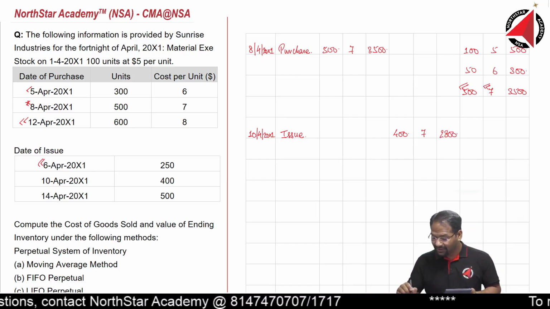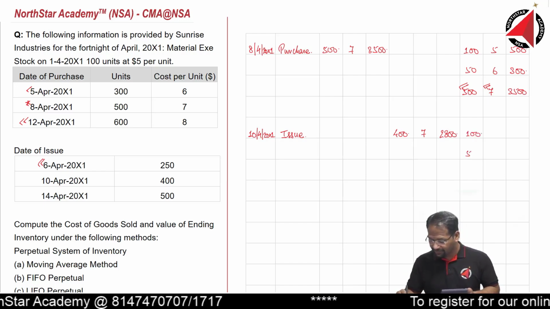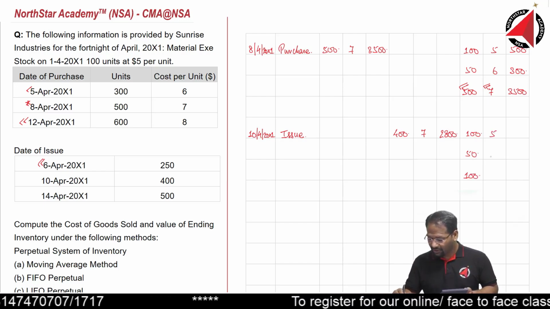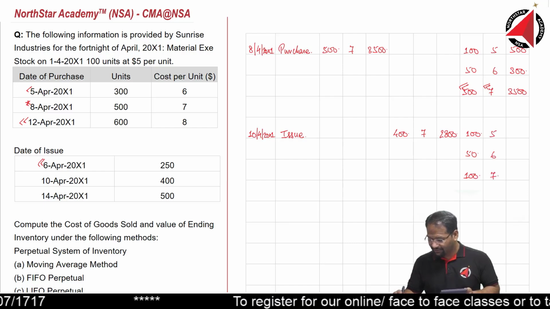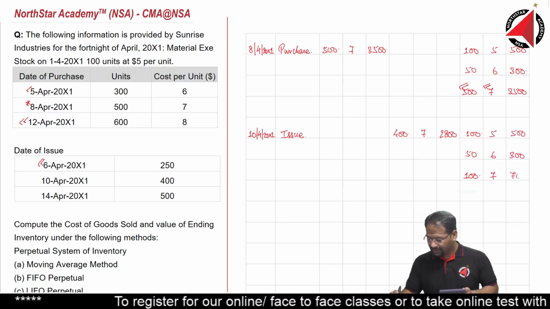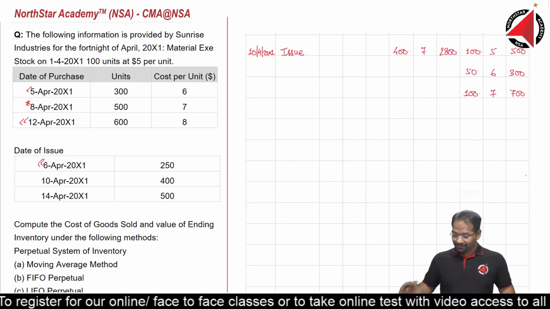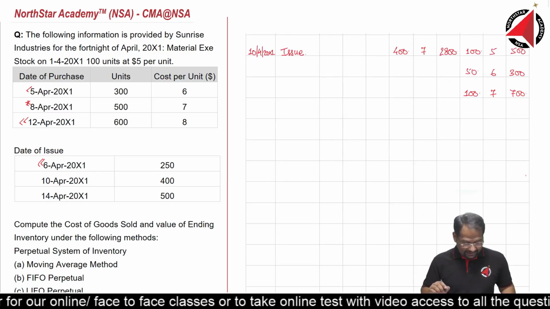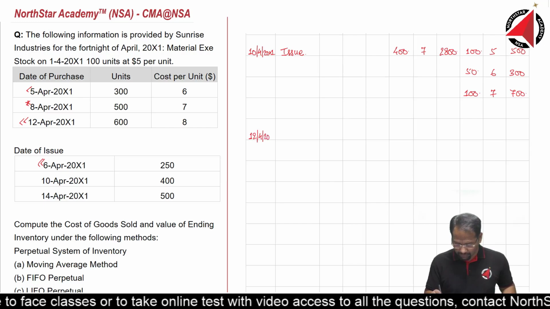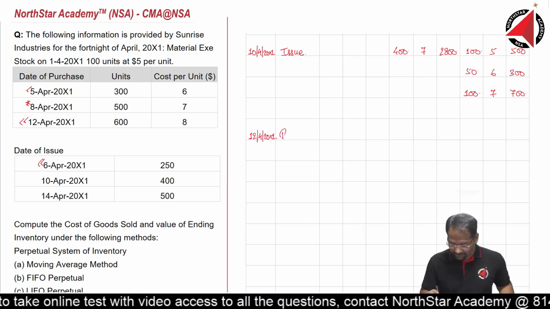How much is left? Same order you need to write. So first is 100, second 50, and third is again 100. This is at $5, this is at $6, and this is at $7. This one would be 500, 300, and 700. All right, so far good? Yes. Next, after 10th, the next date is 12th of April. 12th of April, we have purchased how many units?